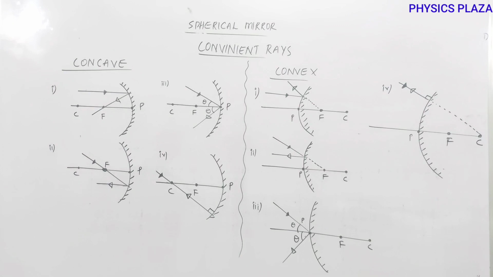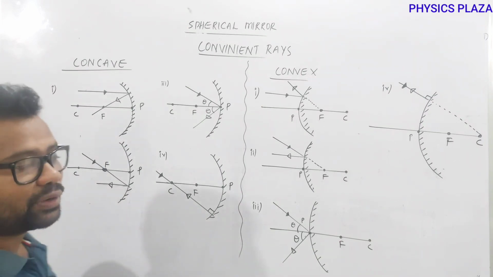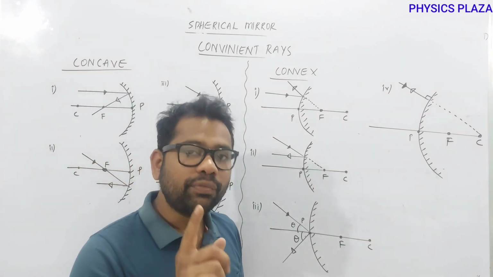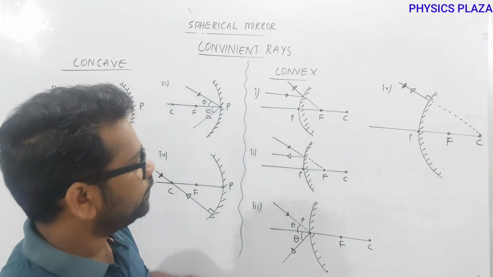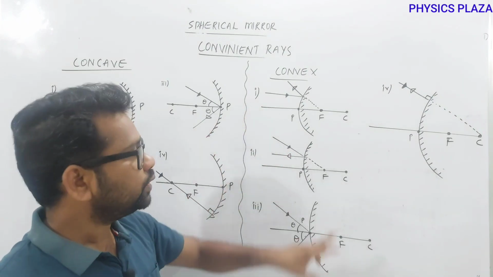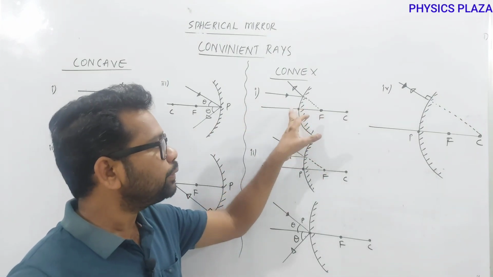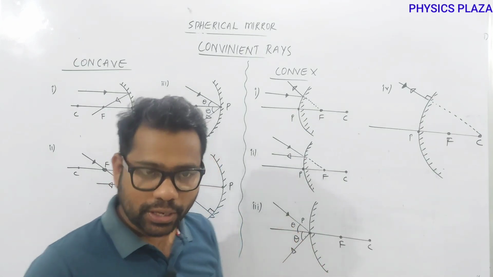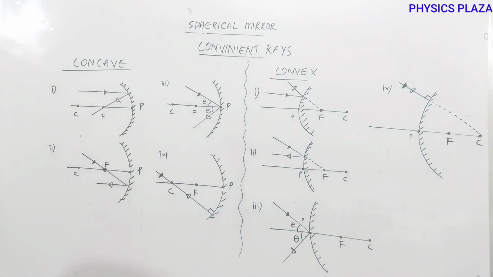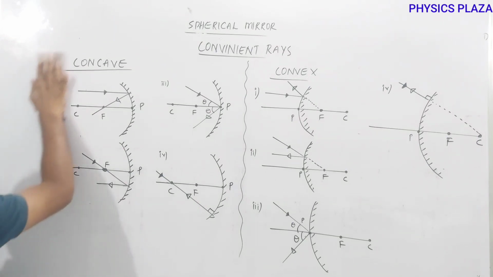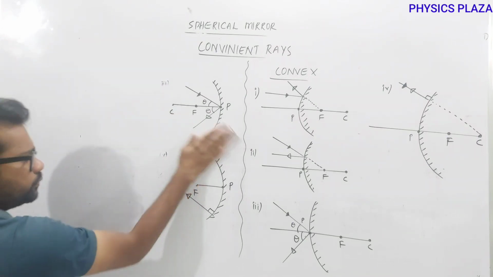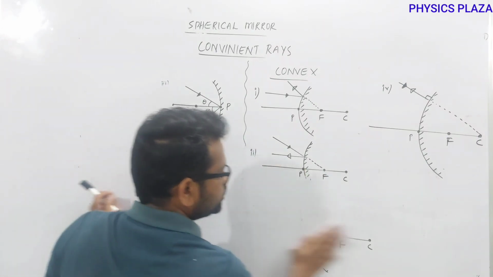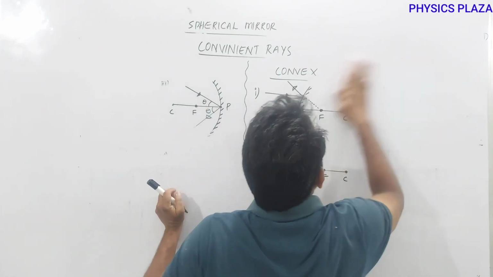And children, one more very important thing is that whenever you are making ray diagrams, you have to use a pencil and scale. It's very important. And one more very important thing is that whenever you are making ray diagrams, make sure that the focus is exactly in between the pole and the center of curvature so that we will get nice ray diagrams. Okay, children, is it copied? Fine.